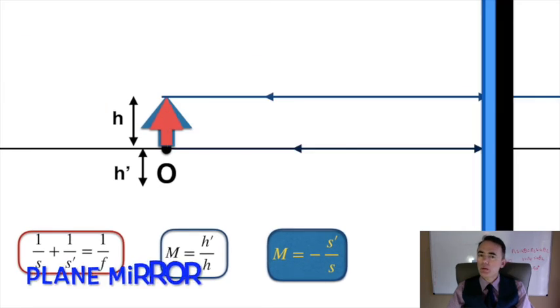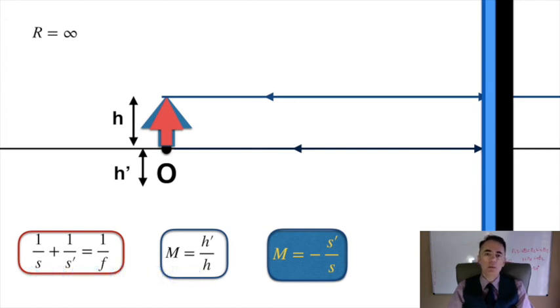For a plane mirror, R is at infinity, so the focal point of a plane mirror is at infinity too. Then, from the mirror equation, we have that S is negative S prime and the magnification is 1.